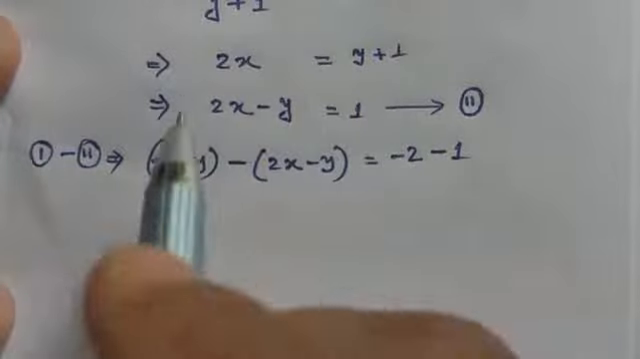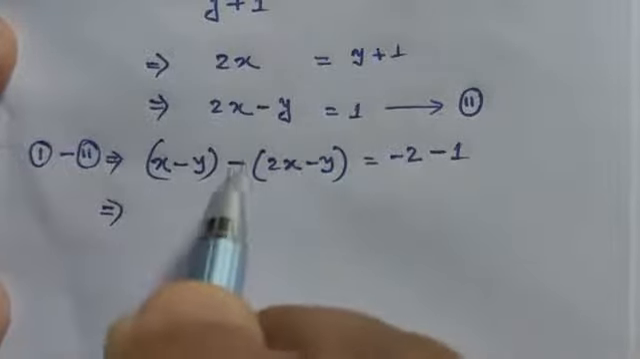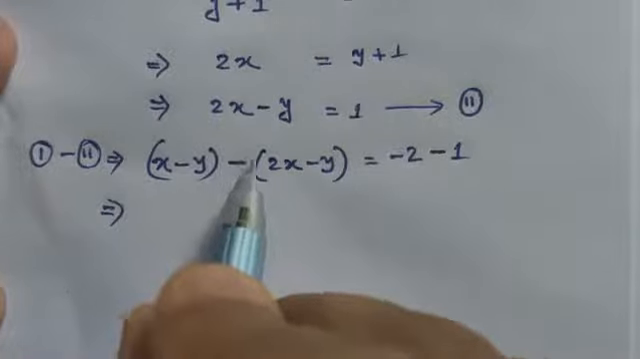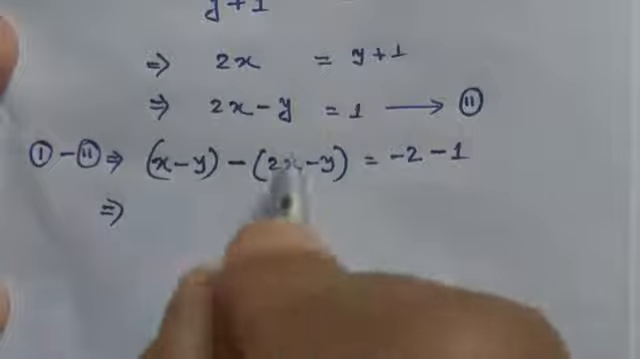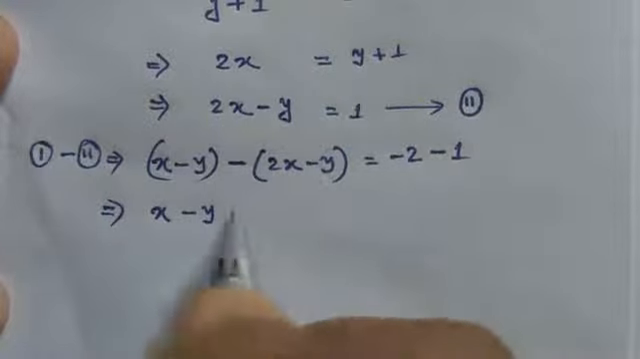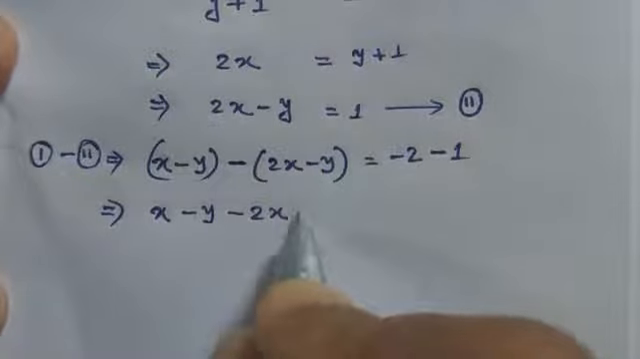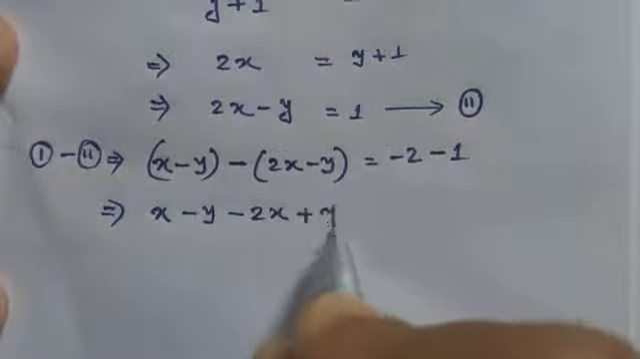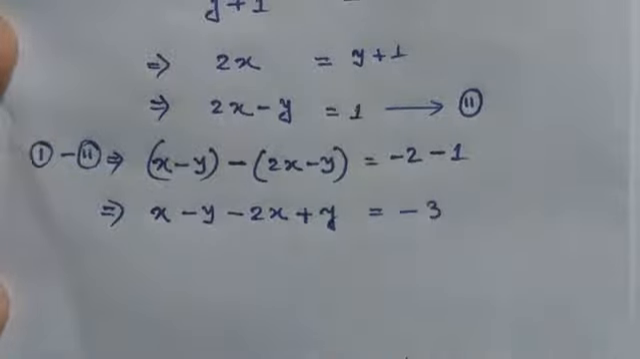Now the next step is we need to remove the bracket, and once we remove the bracket, there is a minus sign, so this sign will be changed, it will be altered. So x minus y, remove the bracket, so minus 2 times x, minus minus becomes plus, and the right hand side will be minus 3.